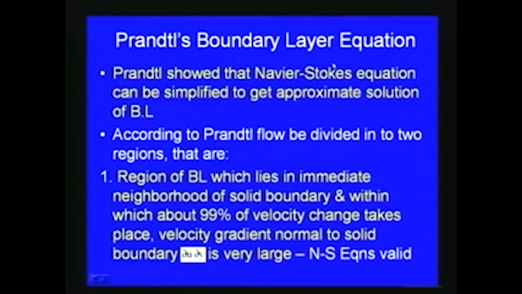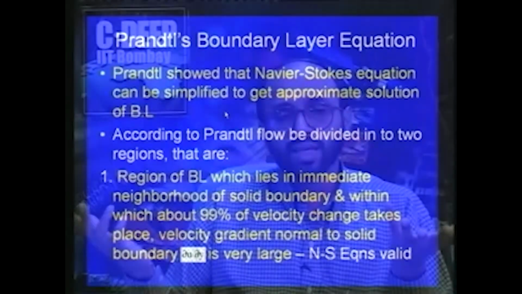So Prandtl showed that the Navier-Stokes equation, which we have discussed earlier, can be simplified to get an approximate solution for the boundary layer. In the boundary layer, a lot of changes take place, and he tried to use the Navier-Stokes equations, which were developed by the end of the 19th century. Prandtl tried to use these equations to solve the boundary layer.